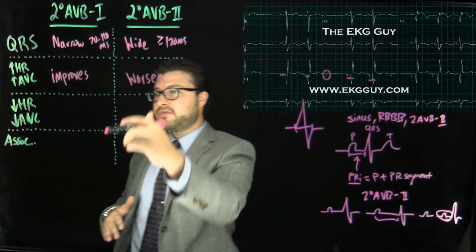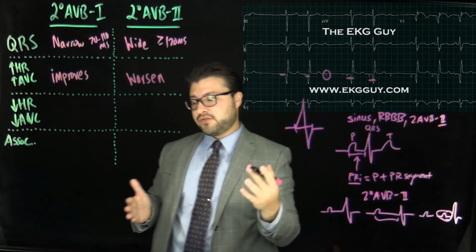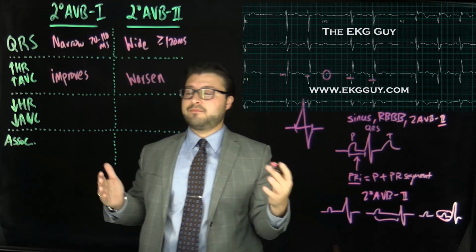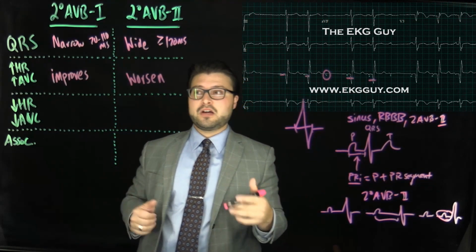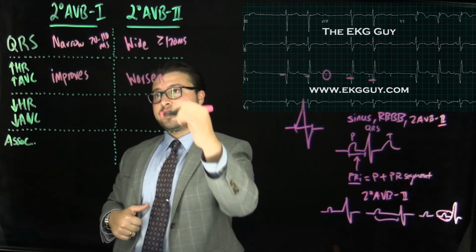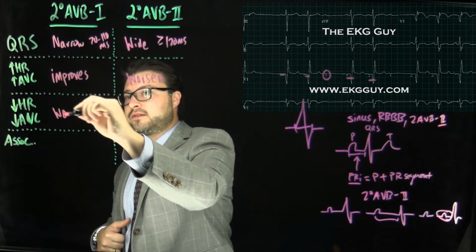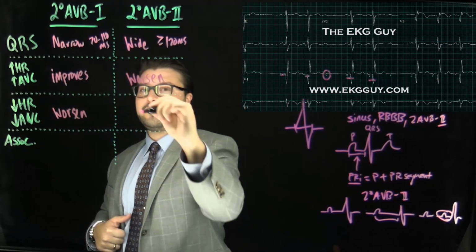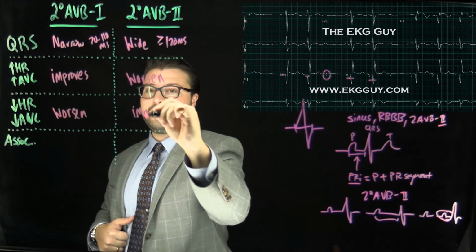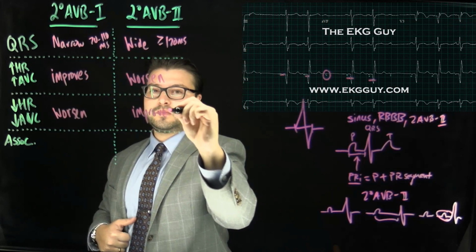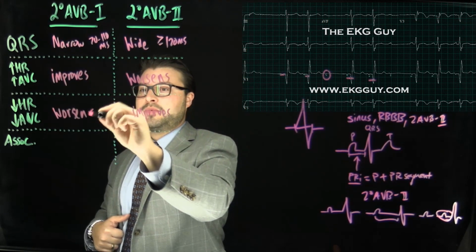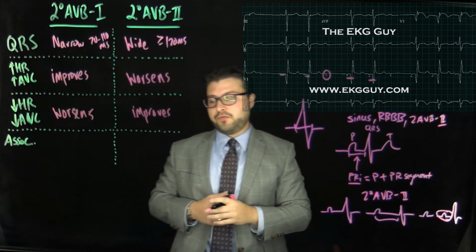Now, there are also maneuvers that can decrease the heart rate and decrease AV nodal conduction, such as medications. Adenosine can do that, as can carotid massage, and in such cases, this would actually worsen, so do the opposite. It would worsen Mobitz 1, and it would actually improve Mobitz 2. Okay, so hopefully that makes sense.